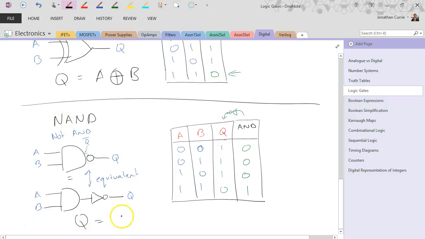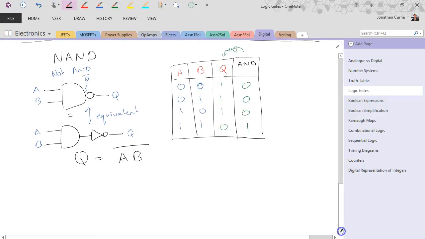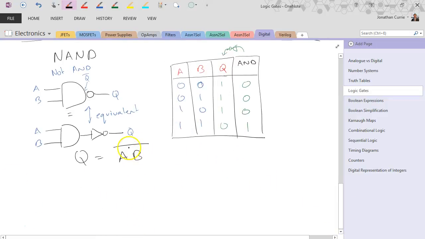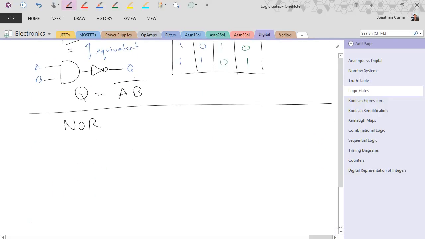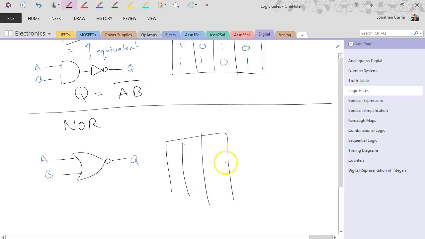And in Boolean algebra, A and B not. So you do the A and B and then you invert it. And similarly, we have the NOR gate, which is the same with an inverting output there, A, B, Q. And you might like to have that extra column to help you remember it as I do.